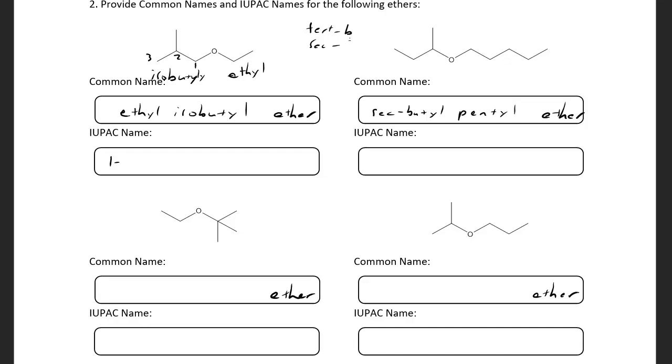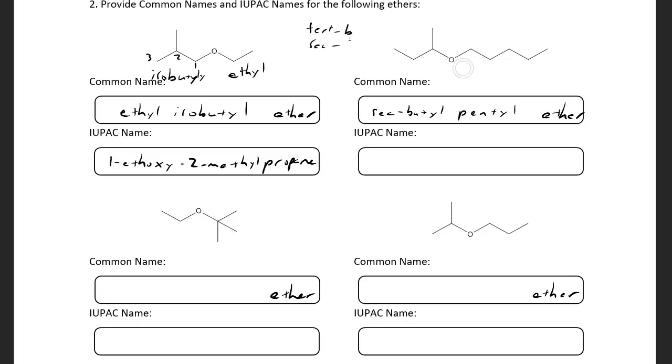So this is 1-ethoxy-2-methylpropane. And then for the next one here, this is pentane. So we have 1, 2, 3, 4, 5 carbons. That's our longest carbon chain.